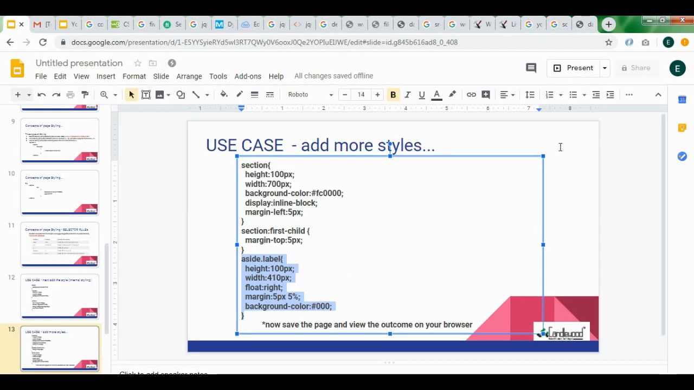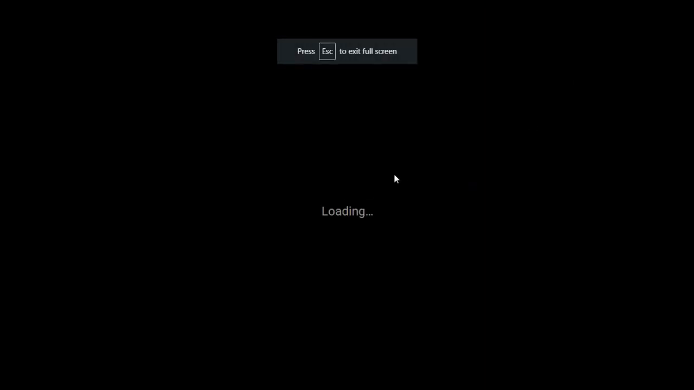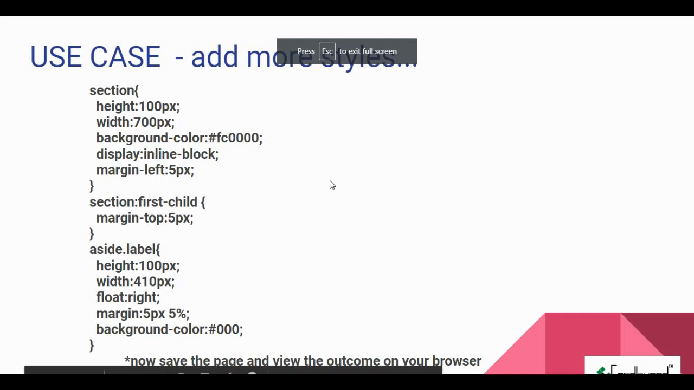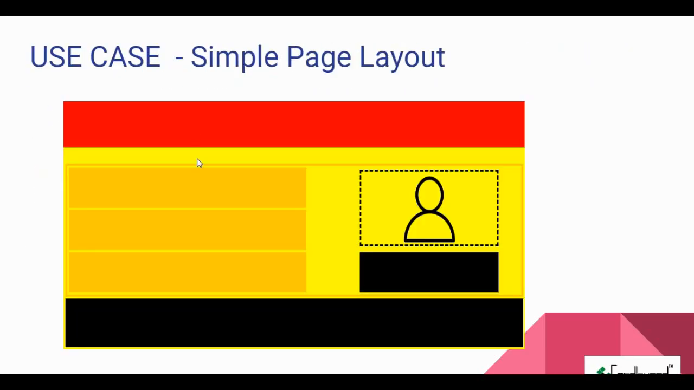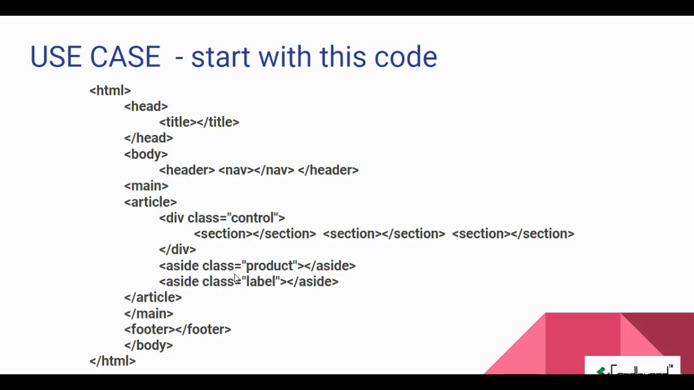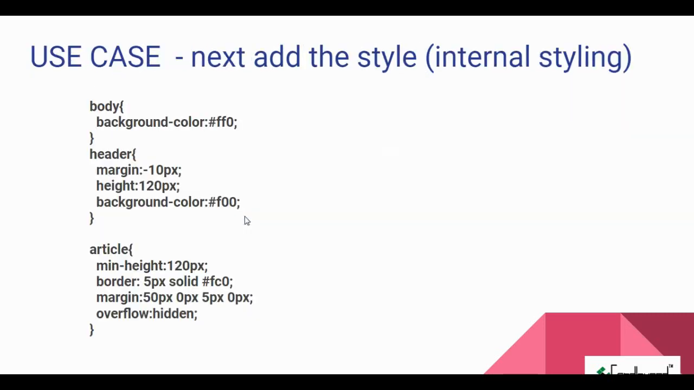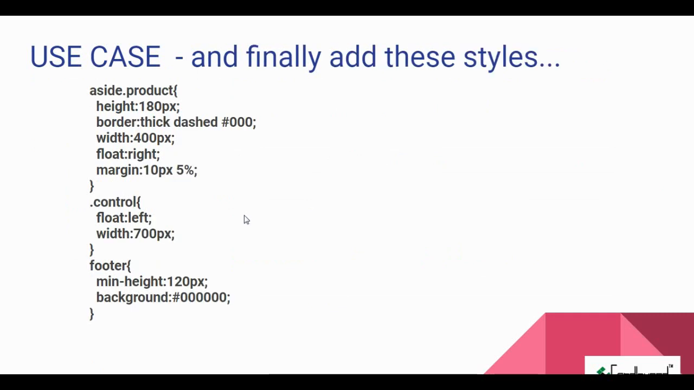I'm going to go to the next section. Let me just zoom it up so that you can see. So this is the aside product. That's the other aside element, that's this one, aside product. And this is the style rule that handles it. That's going to be applied to it.